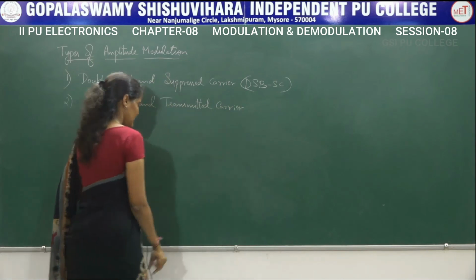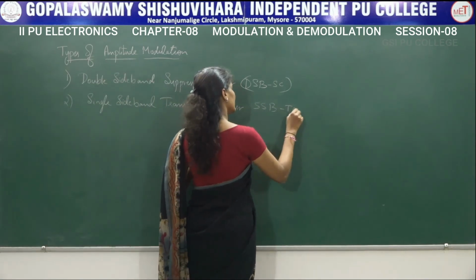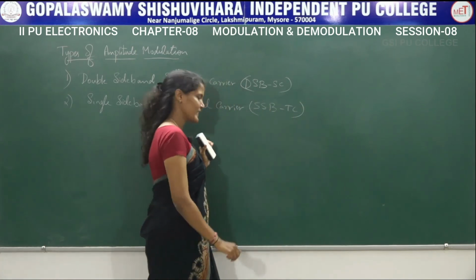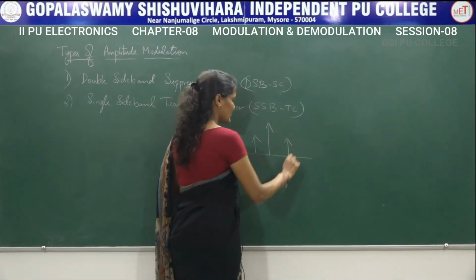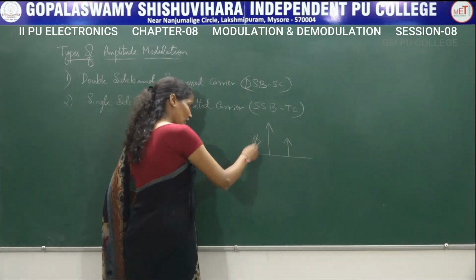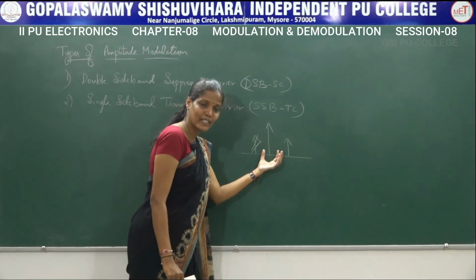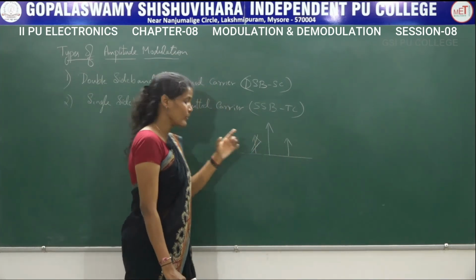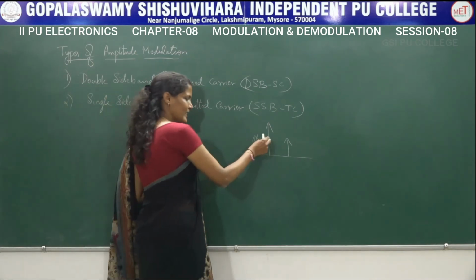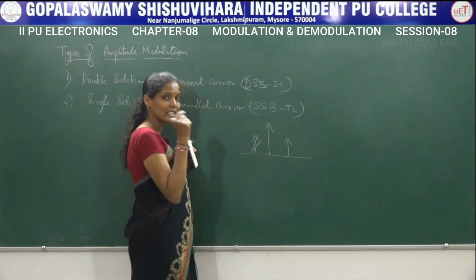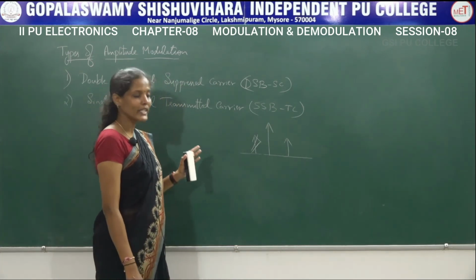So here, single sideband transmitted carrier, SSB-TC. Out of the three components, I am just going to suppress only one of the sidebands and transmit one sideband component and one carrier component. Along with the carrier, I am going to transmit only a single sideband component, where the other sideband component will be suppressed.